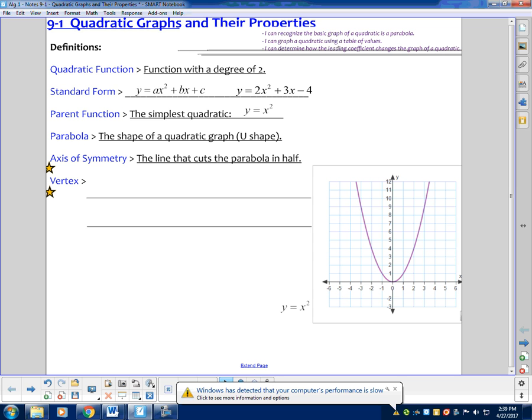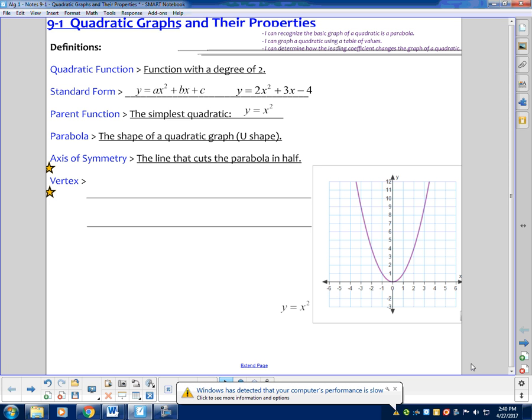So the axis of symmetry goes right down the middle. It's the place where you could fold over the parabola and match it up. If you folded it over, you would fold one half on, and they would be the same.